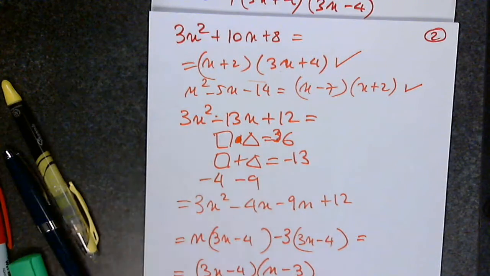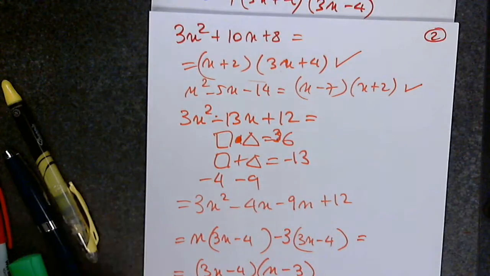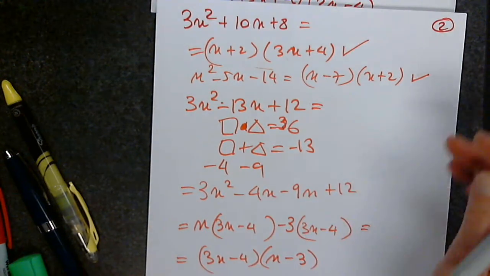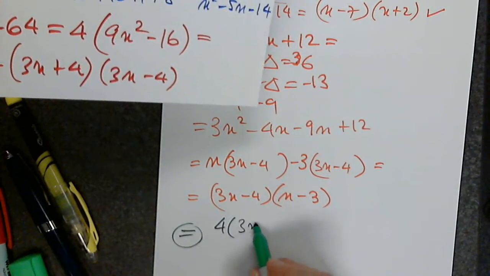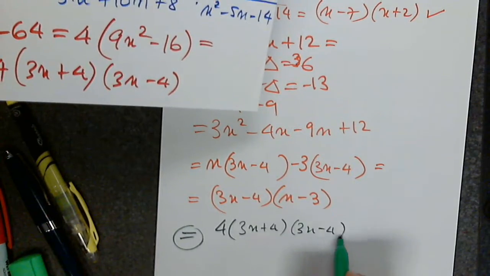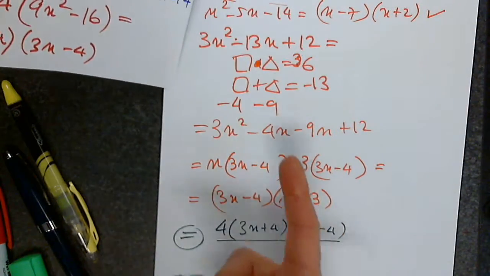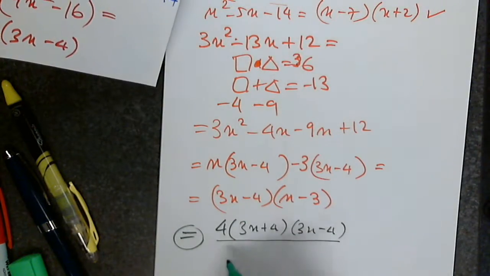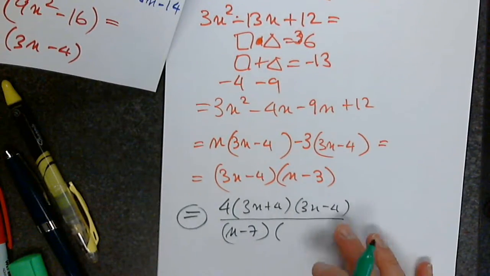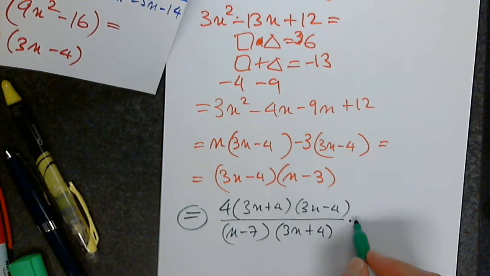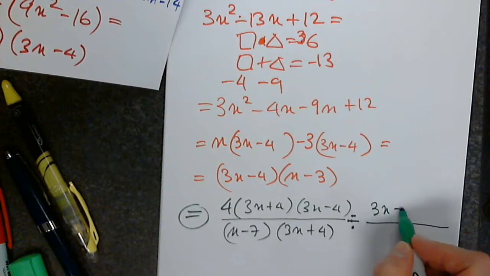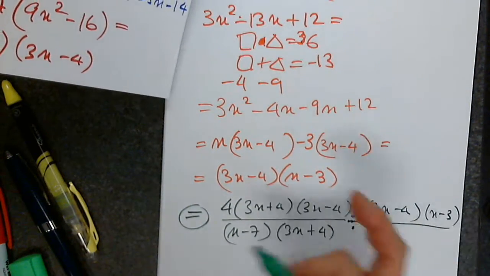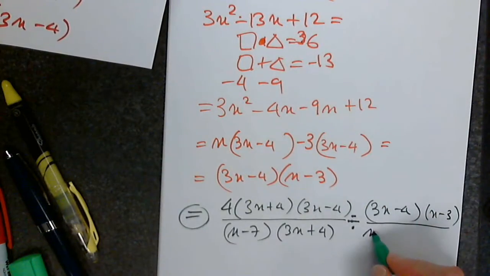After all this work, I'm ready to put everything together. So I will write that the division equals: the top was 4 times 3n plus 4 times 3n minus 4. The denominator, we came up with n minus 7 times 3n plus 4. Now this is divided still. The top is 3n minus 4, n minus 3, and you gave me the denominator a long time ago, n minus 7, n plus 2.